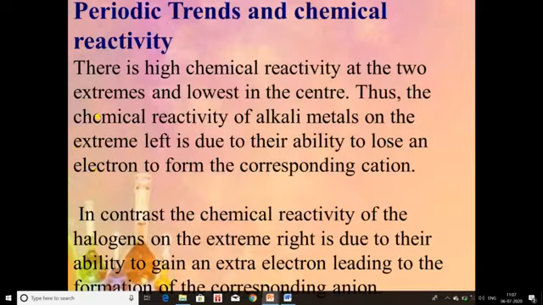So here there is high chemical reactivity at the two extremes and lowest in the center. Thus, the chemical reactivity of alkali metals on the extreme left is due to their ability to lose an electron to form the corresponding cation. In contrast, the chemical reactivity of the halogens on the extreme right is due to their ability to gain an extra electron, leading to the formation of the corresponding anion.